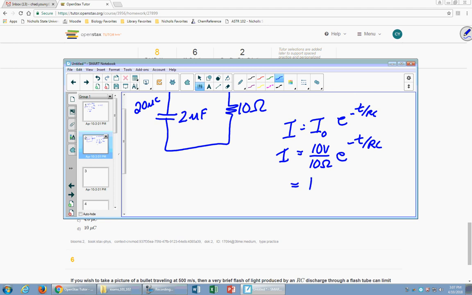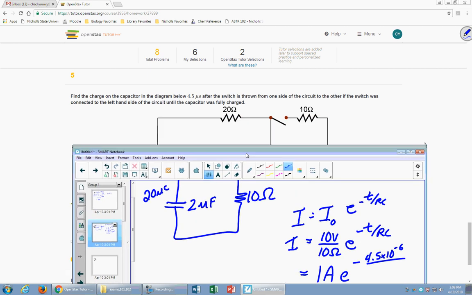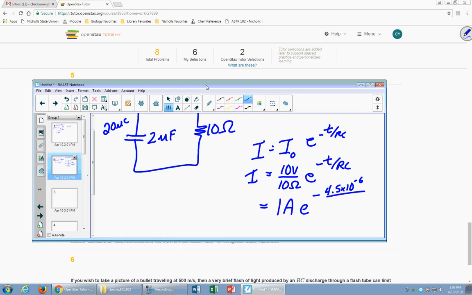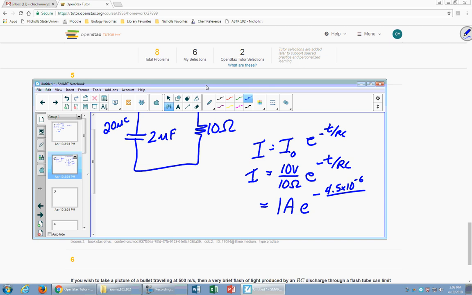So then I go on, that's 1 amp, e to the minus 4.5 times 10 to the minus 6 seconds, divided by RC. 10 ohms, 2 microfarads. So that's 20 times 10 to the minus 6. Right, 2, you're right. Then whatever, I don't know what that gives you. E to the minus 4.5 over 20. Your 10 to the minus 6 is canceled out.